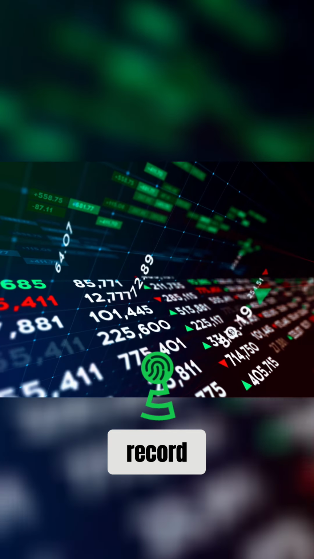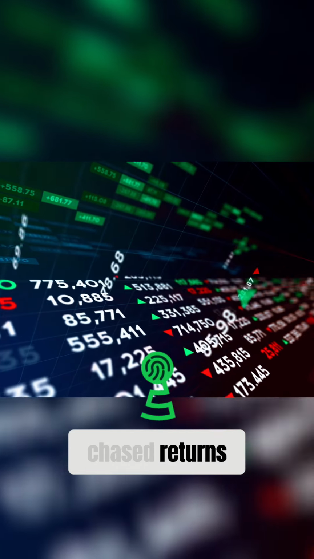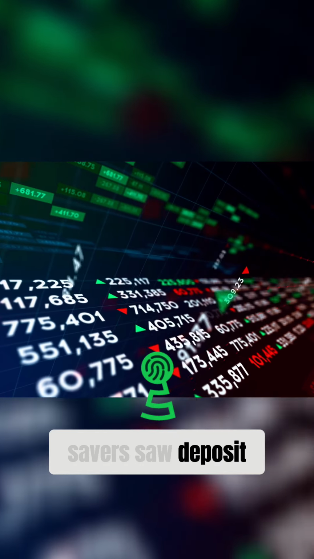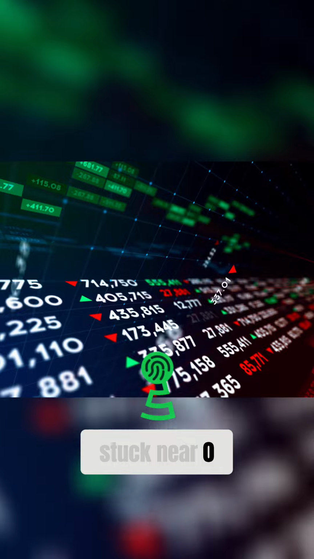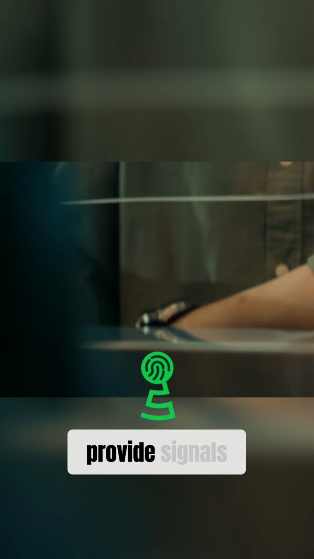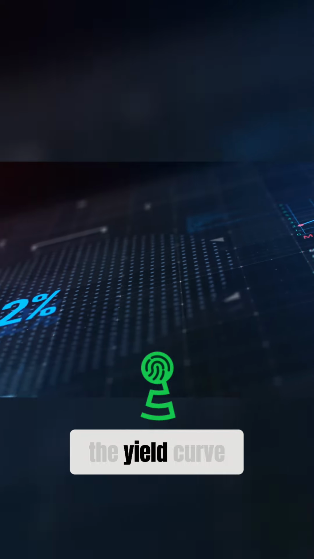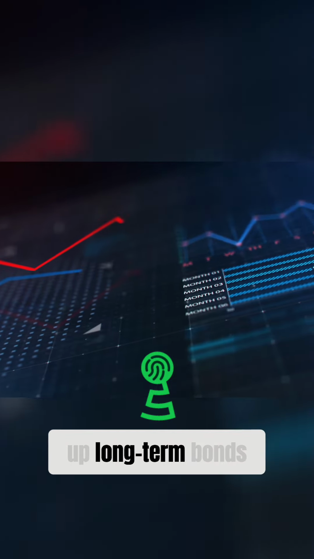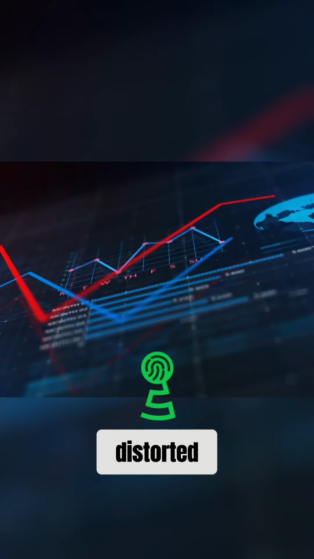Stock markets hit record highs as investors chased returns. Meanwhile, savers saw deposit rates stuck near zero. This process doesn't just affect interest rates. Normally, bond markets provide signals about economic risk through the yield curve. When the Fed buys up long-term bonds, those signals are distorted.